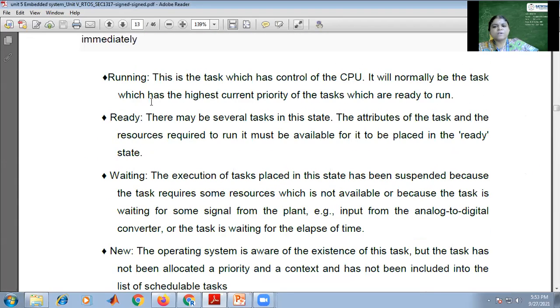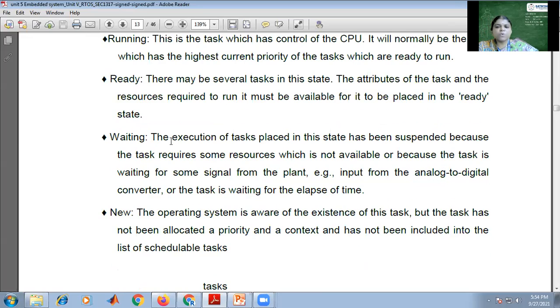So once the task is fully ready, what is ready? It means there may be several tasks in a state. In the state, the attributes of the task and the resources required to run it must be available, so that it is placed in the state called ready. What is meant by ready? Everything is ready. If I am ready with my question paper, if I am ready with the timetable, and if the timetable is also informed to you, all these are some of the requirements for you to write the exam.